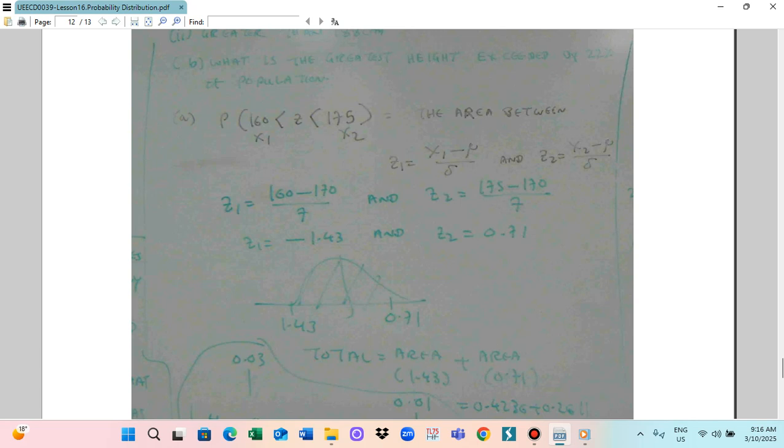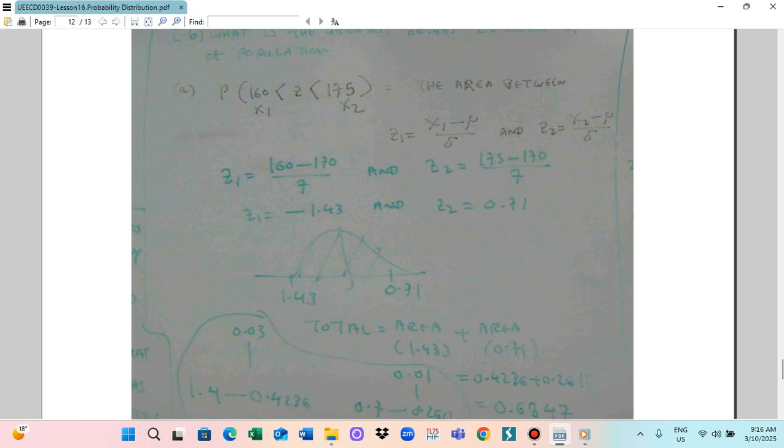So this one you can calculate. This is minus 1.43 and 0.71. So Z1 is minus 1.43, Z2 is 0.71. Then you can now utilize the area. This is the total area. One is negative, another one is positive: this is a positive 0.71, this is a negative 1.43.